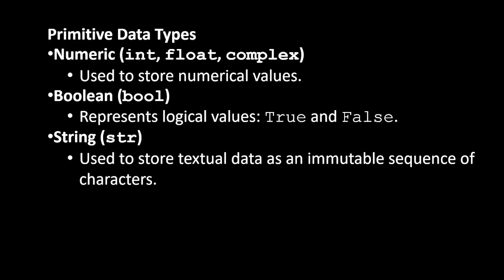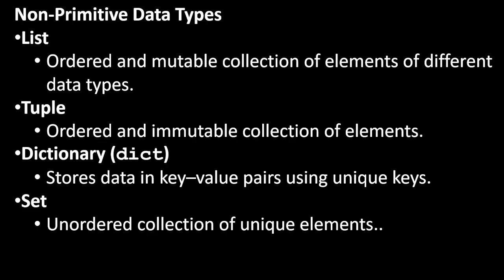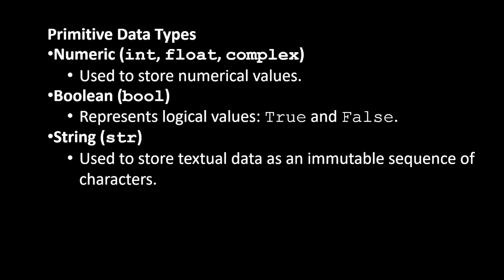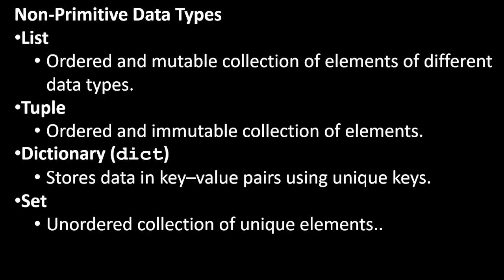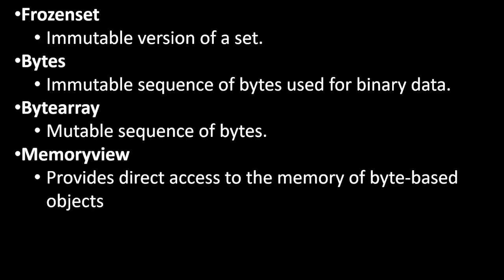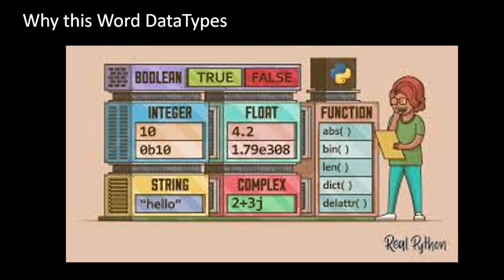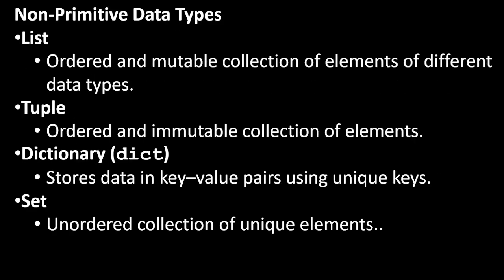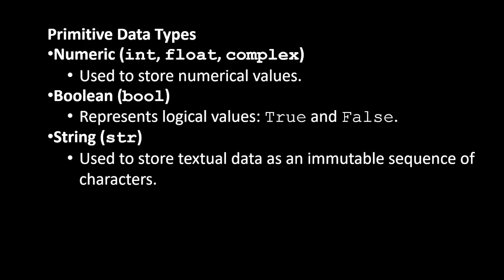So here we have primitive data types and non-primitive data types. Primitive data types are numerical, boolean, and string. In numerical, we have integer, float and complex, right? And boolean and string. In non-primitive data types, we have list, tuple, dictionary, set, frozenset, bytes, byte array, and memory view, right? So these are all the data types in Python. In our next episode, we are going to see each of these in detail.